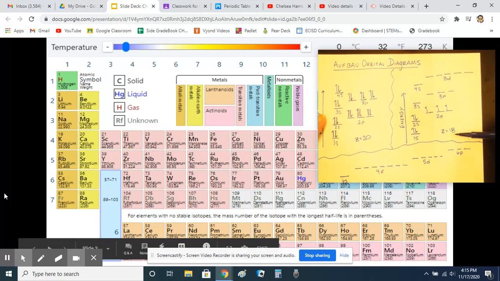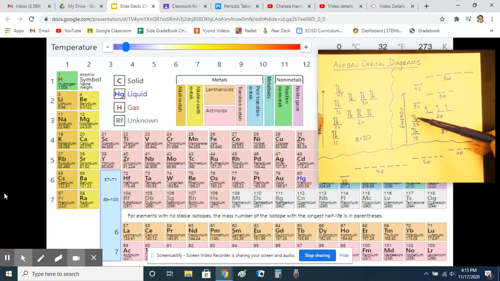So we have 18 total. 1, 2, 3, 4, 5, 6, 7. Now double up. 8, 9, 10. Keep going upwards. 11, 12, 13, 14, 15. Now double up. 16, 17, and 18. So here is the completed diagram for element number 18, which is argon.